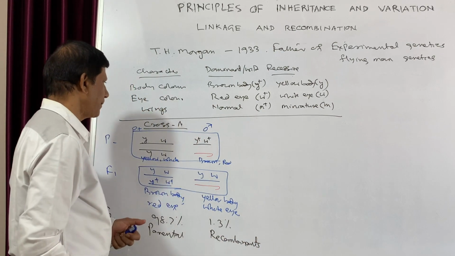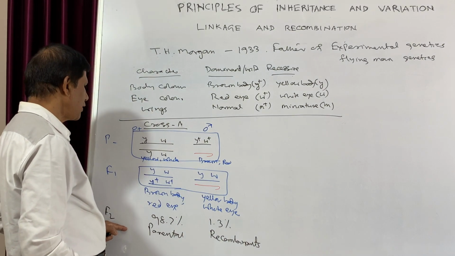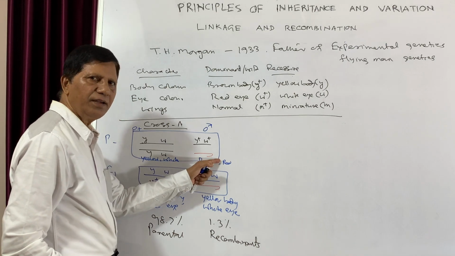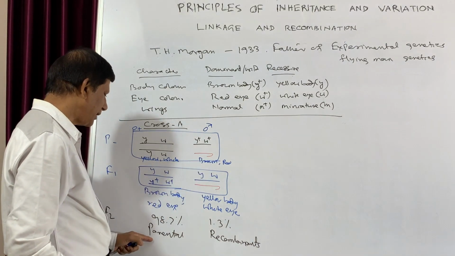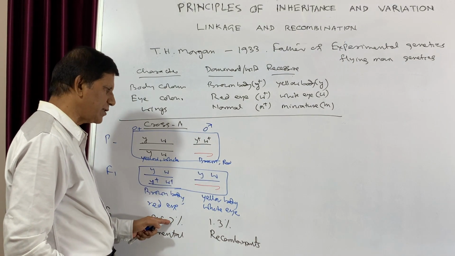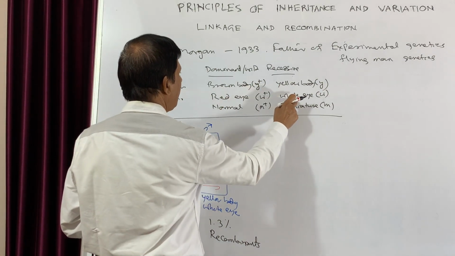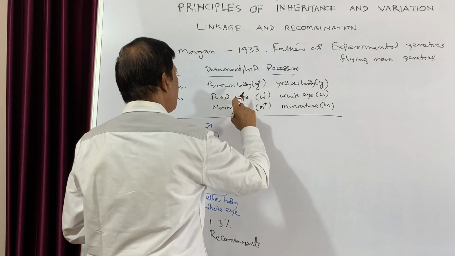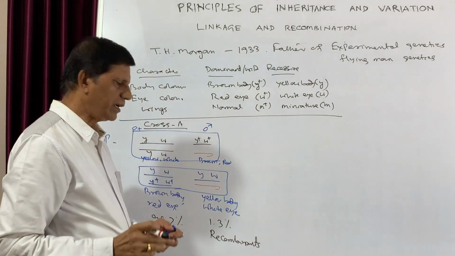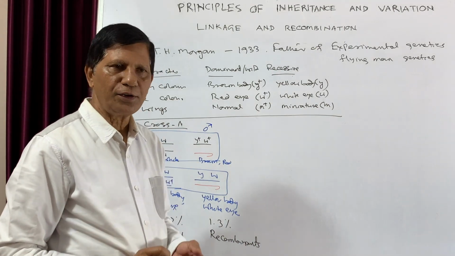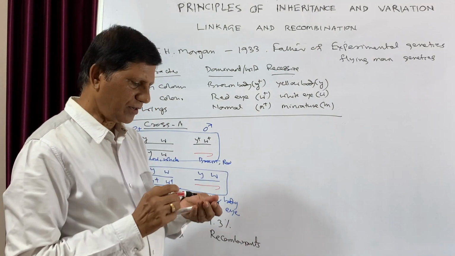Now what is the meaning? That means in F2 generation the parental types, yellow white and brown red, these two occurred in 98.7%, while the recombinants, a brown body with a white eye and the yellow body with a red eye, occurred only in 1.3%. Now let us see what happened in the second cross.